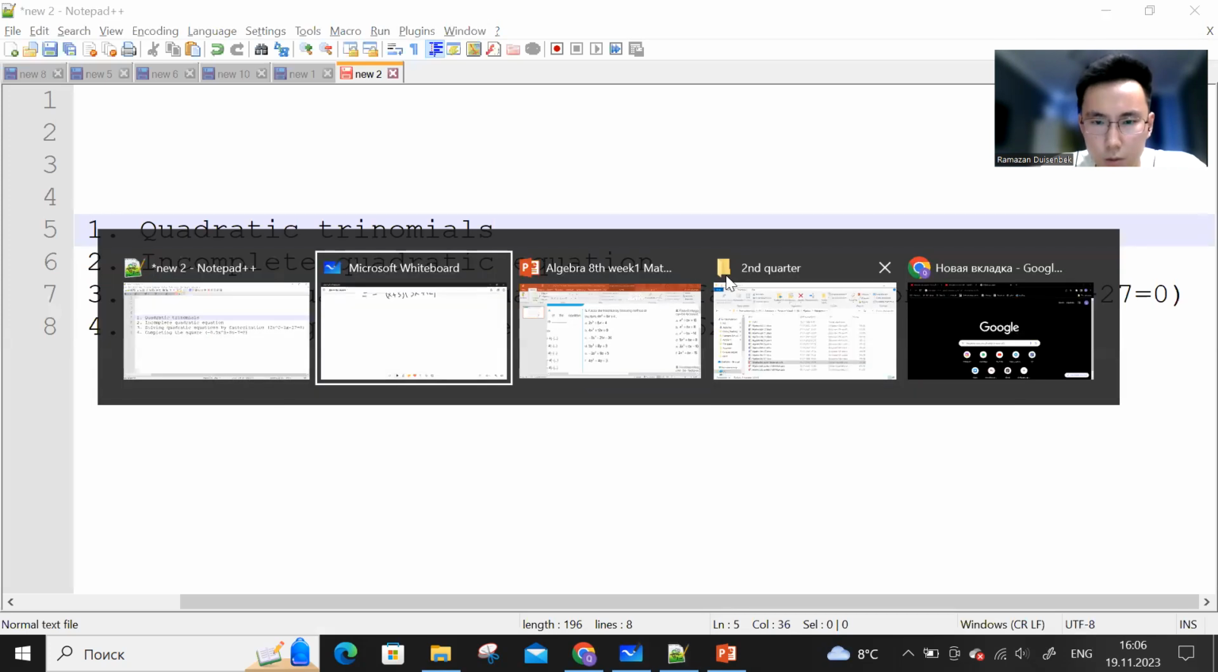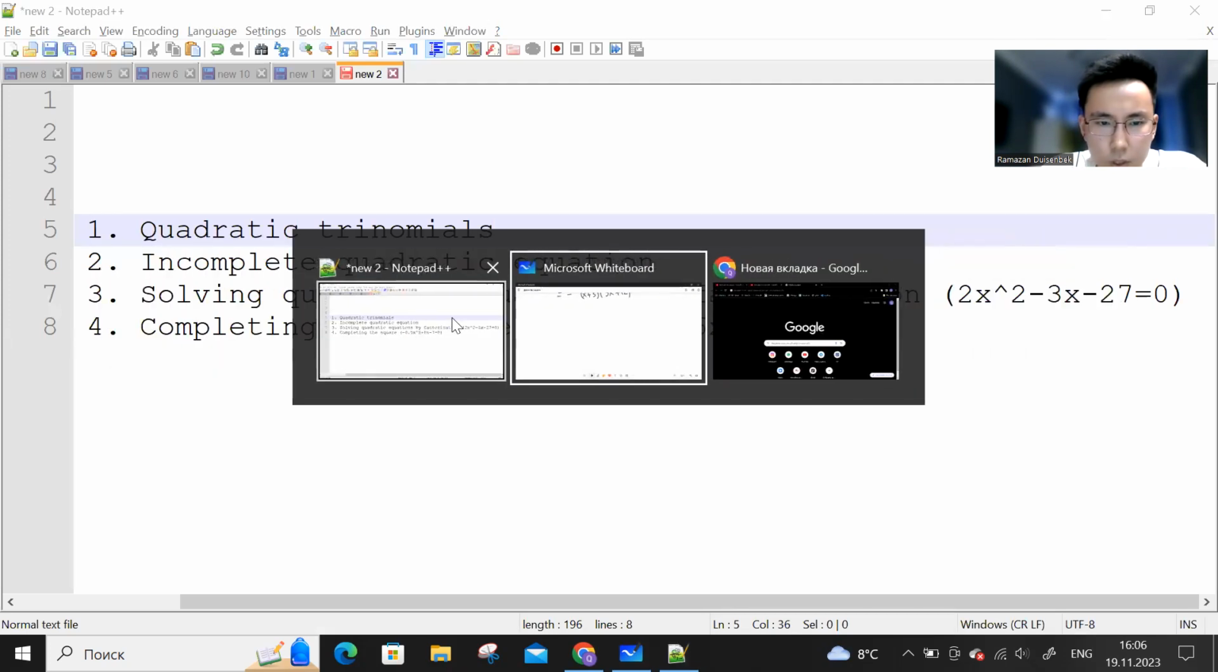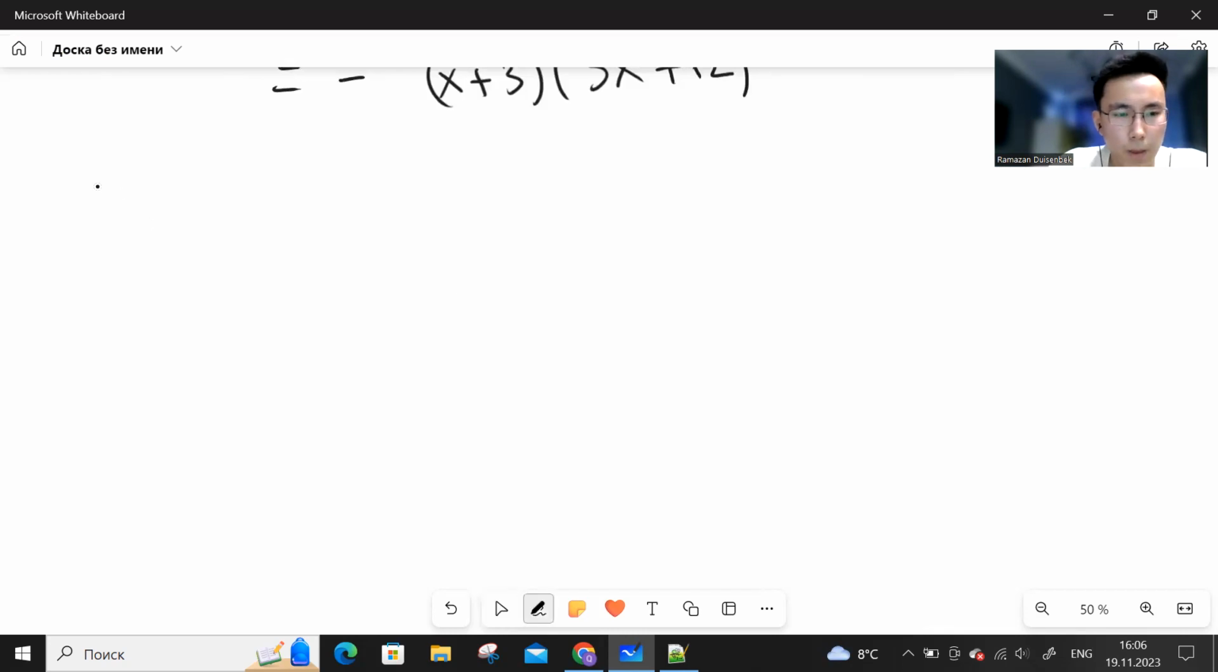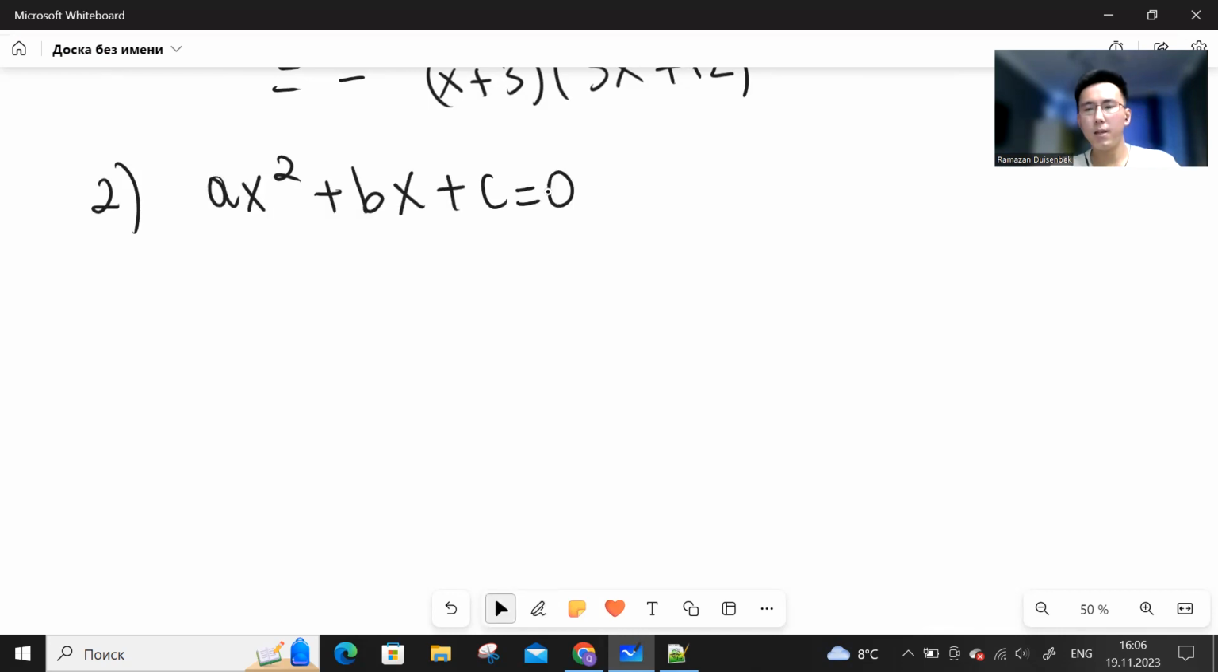Incomplete quadratic equation. So this is, I will not need it. Incomplete quadratic equation. Second. So my quadratic equation is in this form: ax squared plus bx plus c equals 0. Неполное квадратное уравнение. Это значит, у меня какие-то элементы будут отсутствовать в моем уравнении. So incomplete means there is something that is absent.